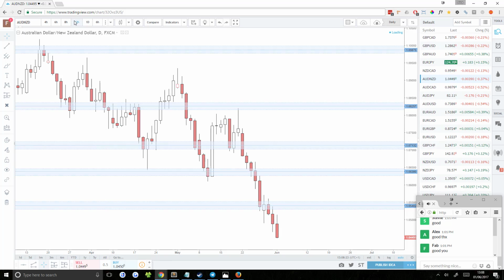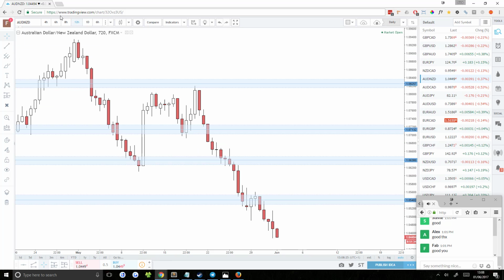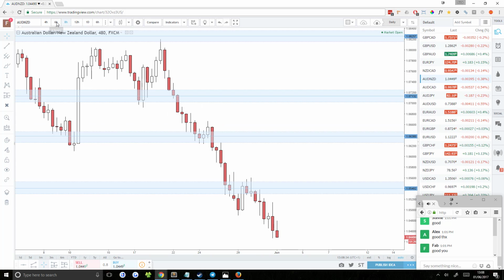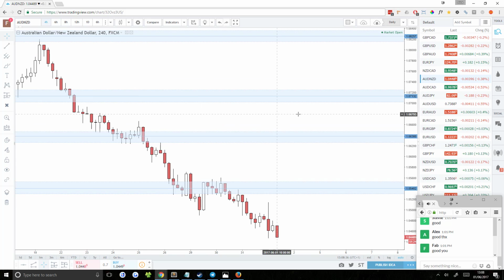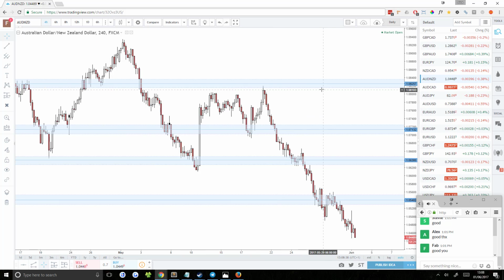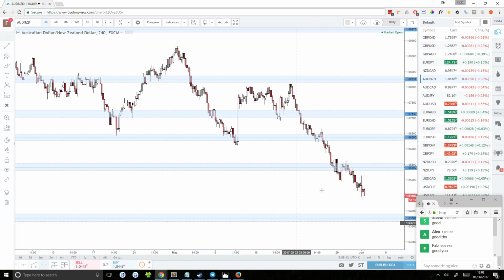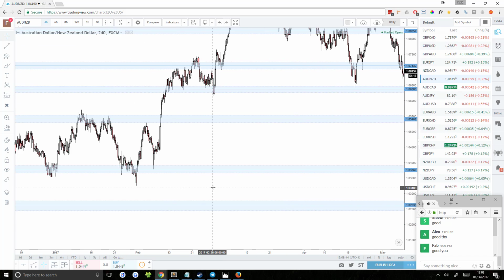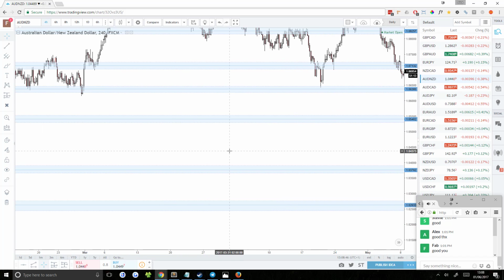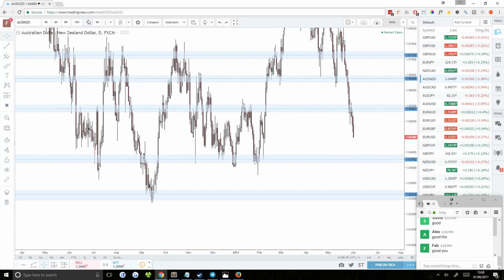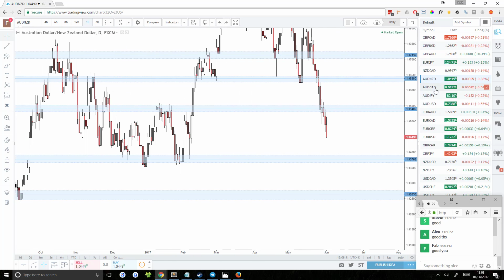AUDNZD, what's going on with AUDNZD? It's just trending down pretty heavily. It's pushing down really fast, but there's not much opportunity to enter a trade here. Do we even have, oh yeah, we do have a support area down here. I can't really do much with this one at the moment, so we'll just leave that.